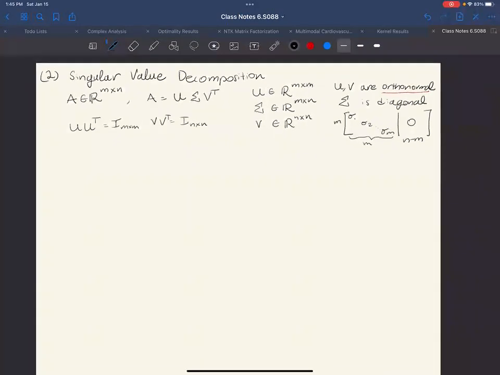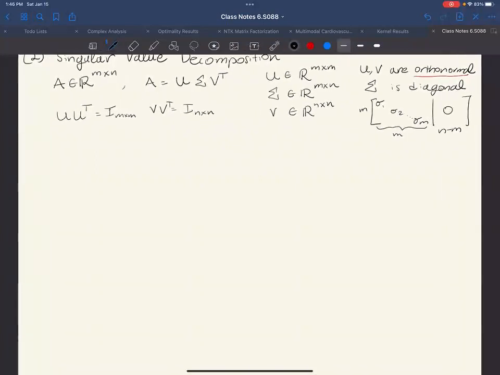So first of all, let's say I consider A A transpose. Now if I plug in the singular value decomposition for A, I get something that looks like this. Because U and V are orthonormal matrices, this term in the middle is the identity. And so I'm left with U, sigma, sigma transpose, U transpose. Great. So now what is sigma, sigma transpose?